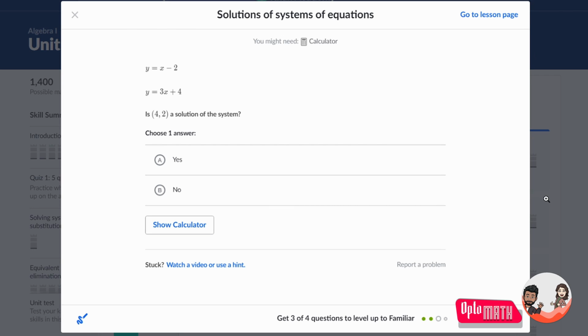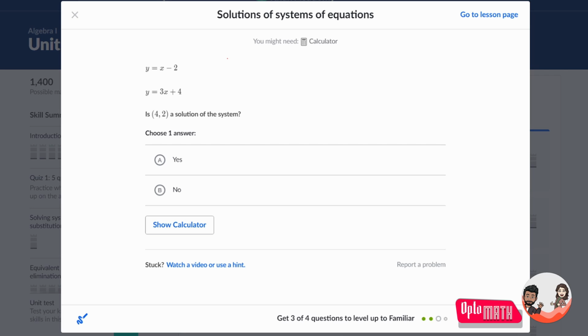I love solving systems. Okay, so we're here at Opto Math, and we're gonna do another video on solutions of systems of equations. So instead of really explaining what a system is, like we did in the graphing video, I'm just going to solve this question.